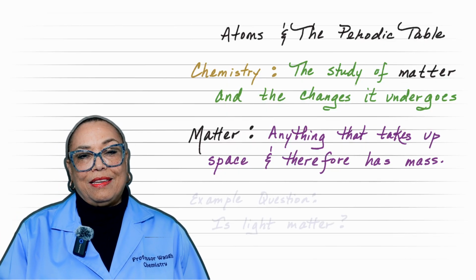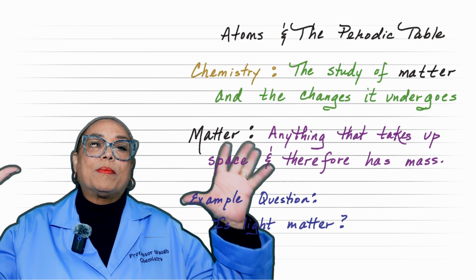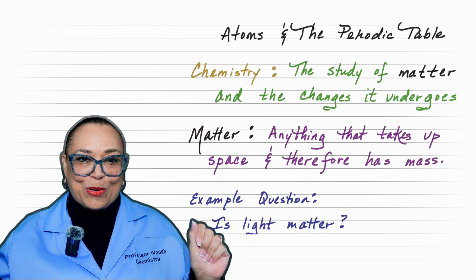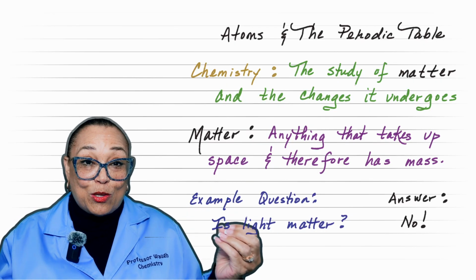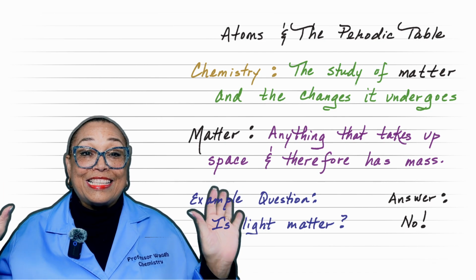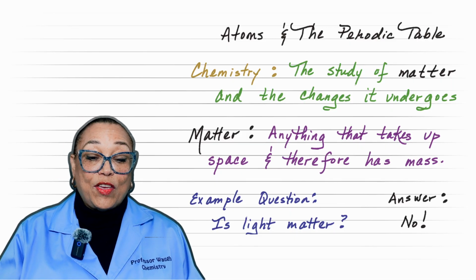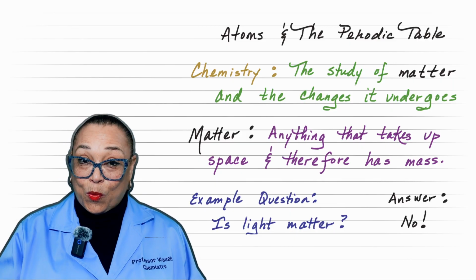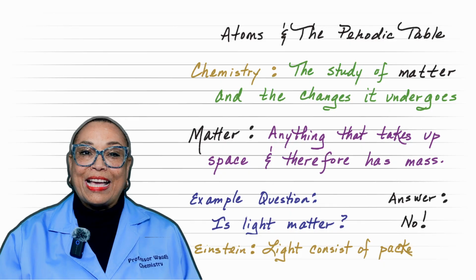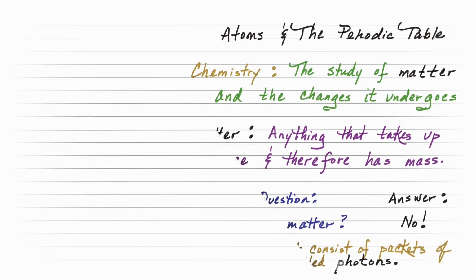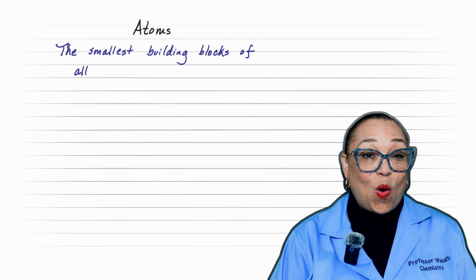What is light? Is light matter? Yes or no? Now, I'm not talking about the light bulb. I'm talking about the light in this room. The answer is no. Matter is something you can touch, and light is energy. And according to Einstein, light consists of packets of energy called photons. Now, we're going to get back to this later on, but just remember, light consists of packets of energy called photons. Atoms are the smallest building blocks of all matter.